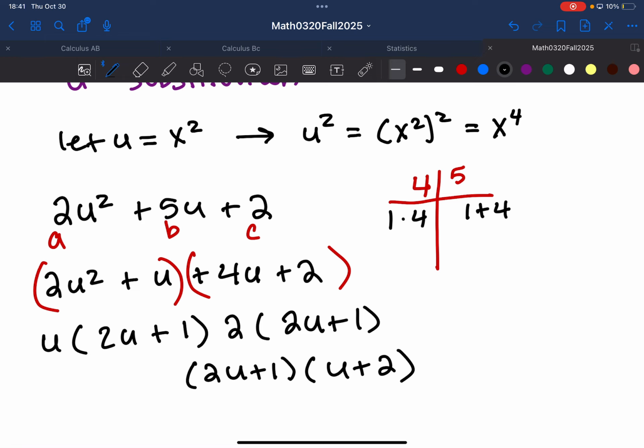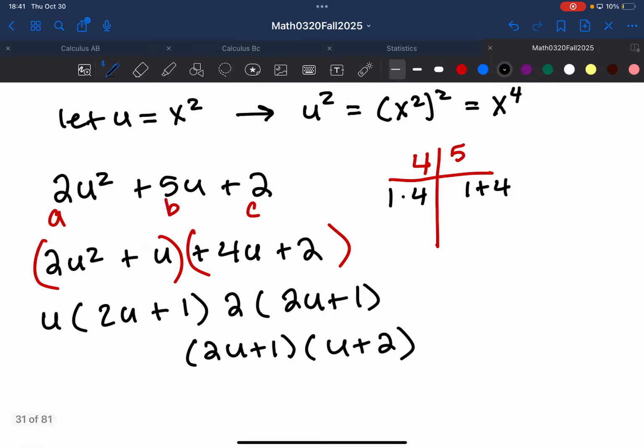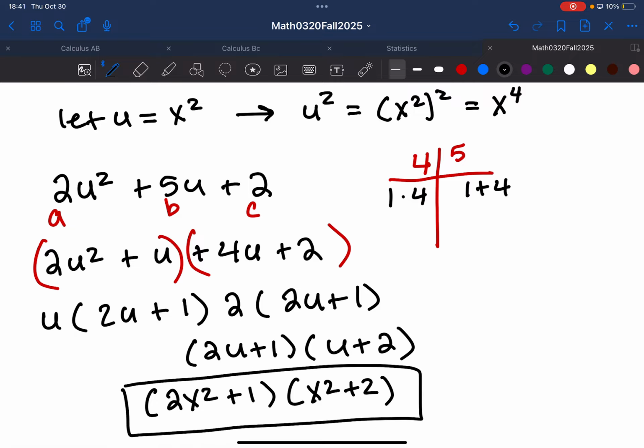No, what did we let u equal? x squared. So I'm going to replace all the u's with x squared. So 2x squared plus 1 and x squared plus 2. That is my answer, because I substituted u equals x squared back in.